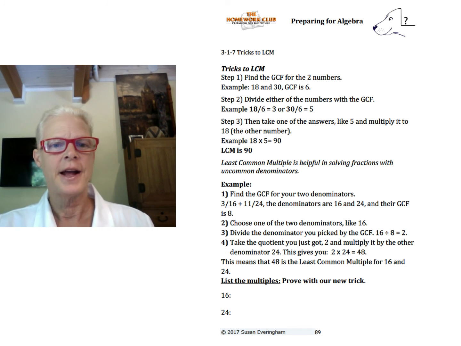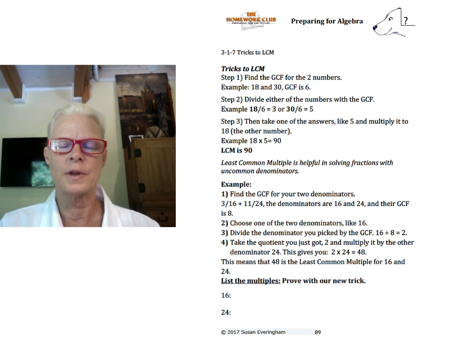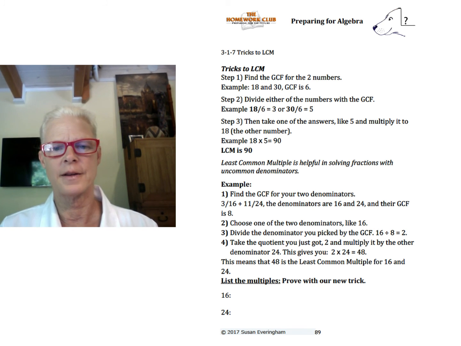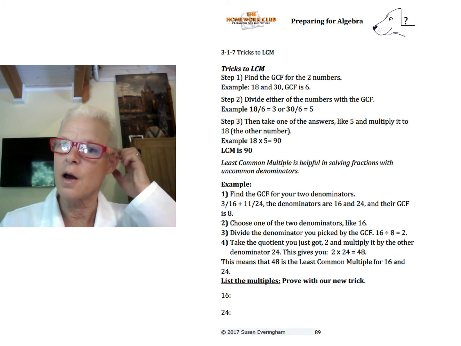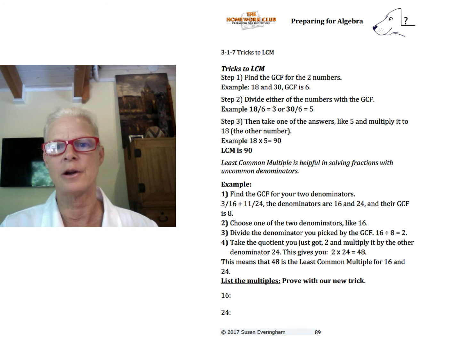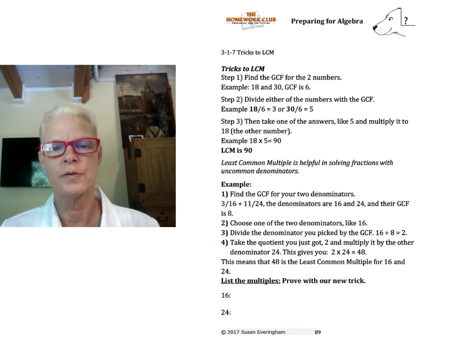So here we go. So our last page, tricks to LCM. Now, least common multiple, this is a great trick. So when you're finding the common multiple, the common denominator for fractions, for example. So we're going to find the GCF of two numbers. Our example, 18 and 30. GCF is 6. You can go ahead and prove that out.